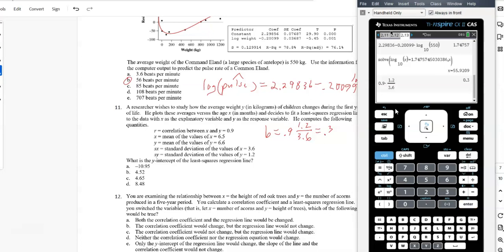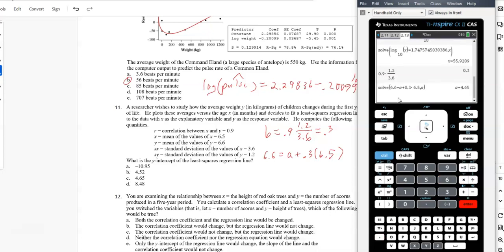And then we write in that equation. So y bar, which is given to us as 6.6 here, equals a, which we don't know, plus b, which is 0.3, times x bar, which is 6.5. I'm just plugging into those two formulas on the formula sheet. I'm just going to use the solve command: solve 6.6 equals a plus 0.3 times 6.5, comma a, because we're solving for a in this case. So 4.65 would be our answer there. That is the y-intercept.